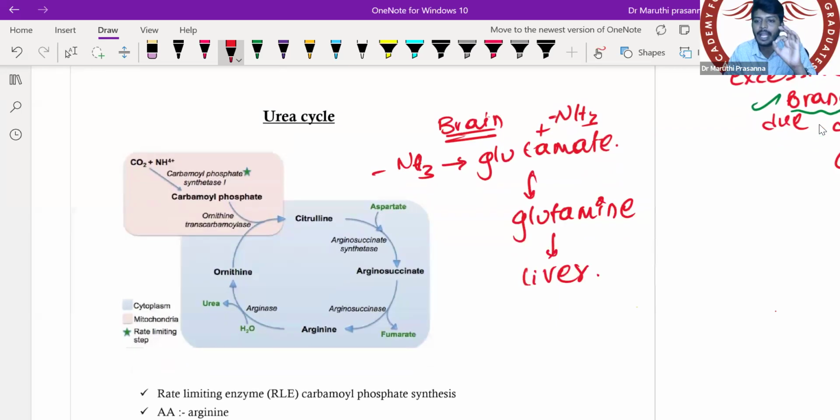They will ask you which amino acid transports ammonia. The waste ammonia is formed in the brain. That waste ammonia will be taken by one amino acid, glutamate, and will be transported in the form called glutamine. Glutamine comes to the liver.